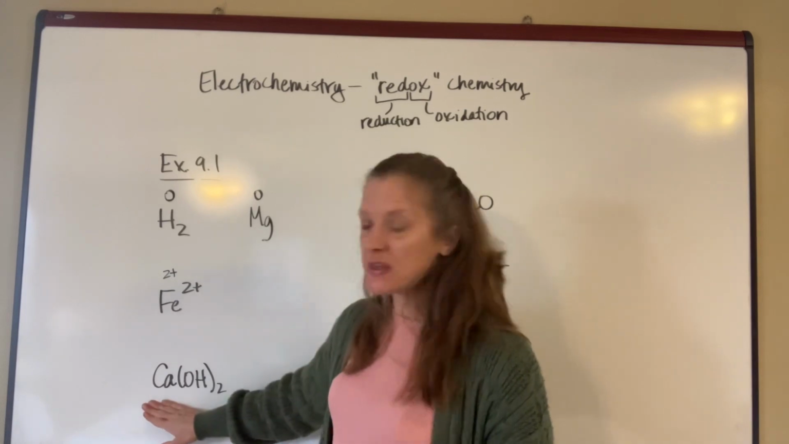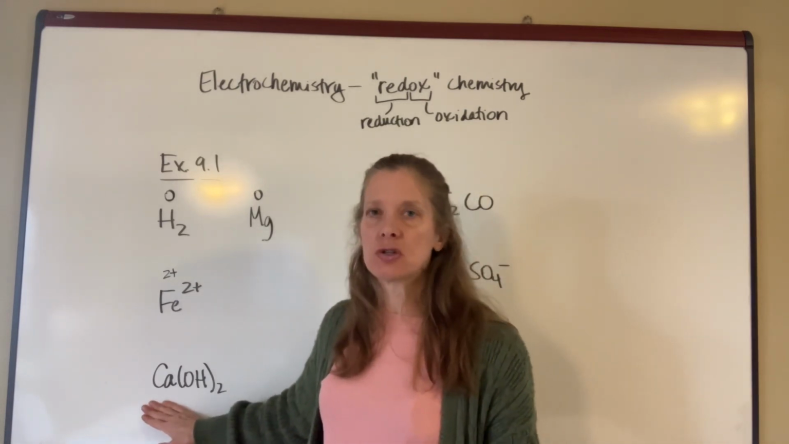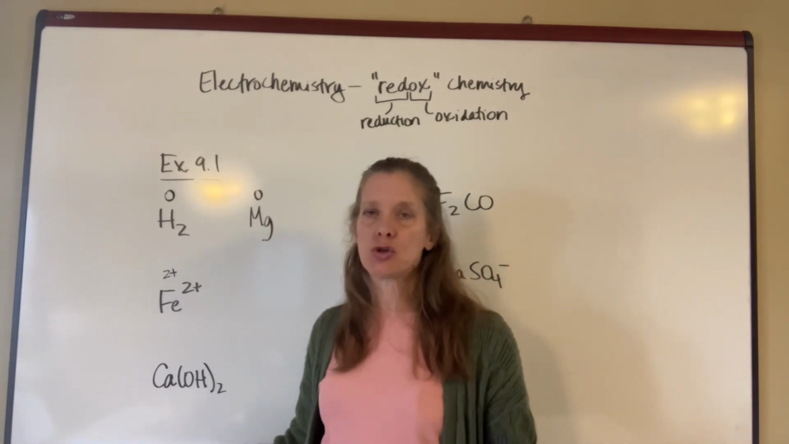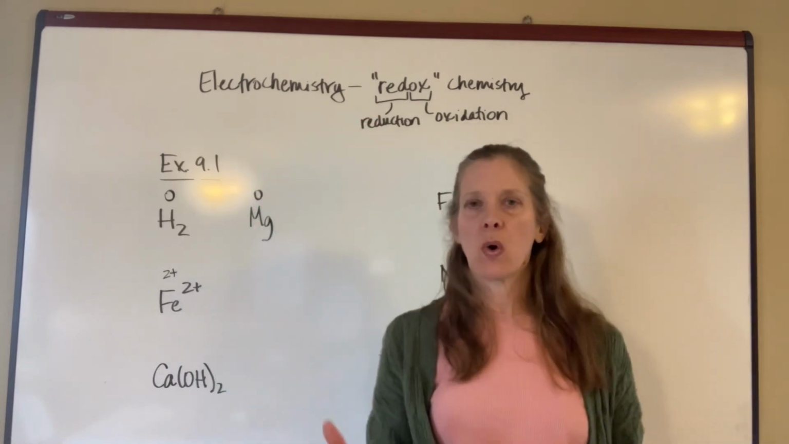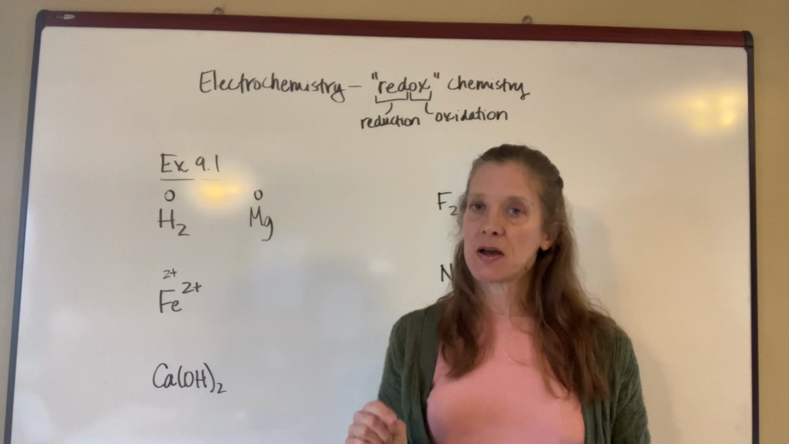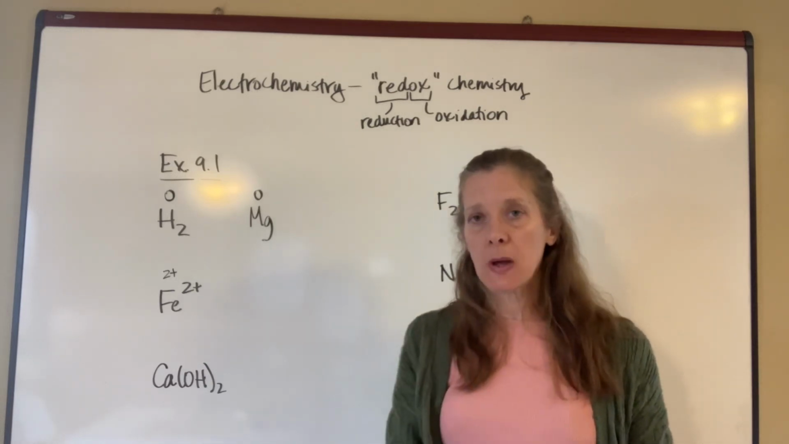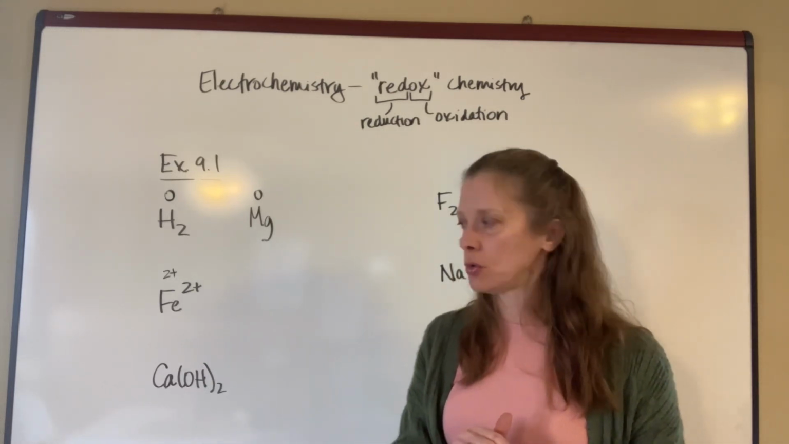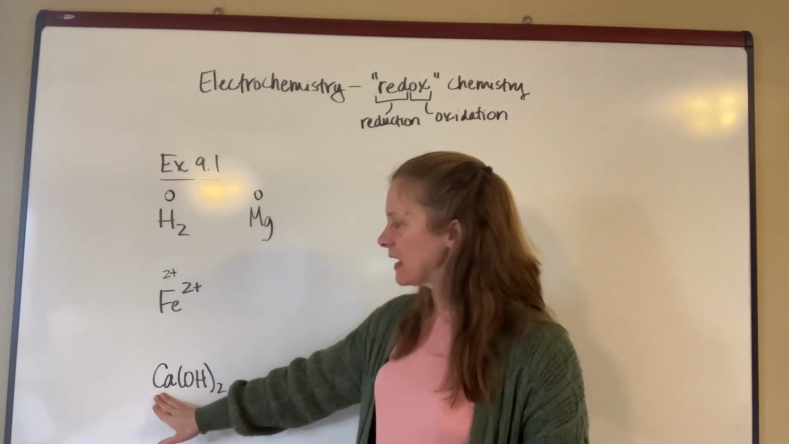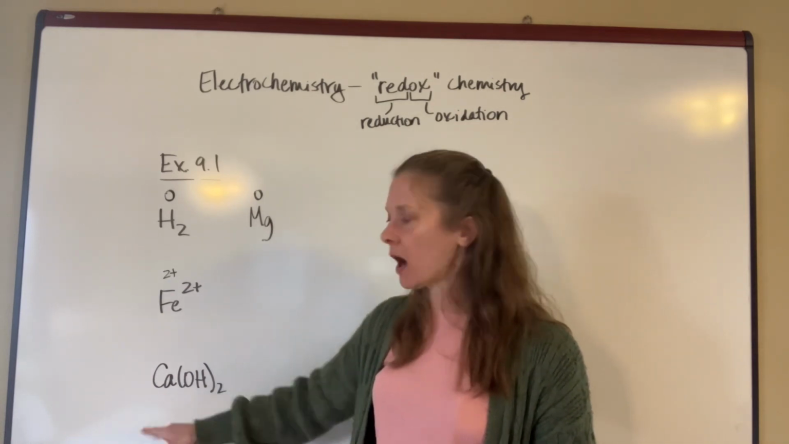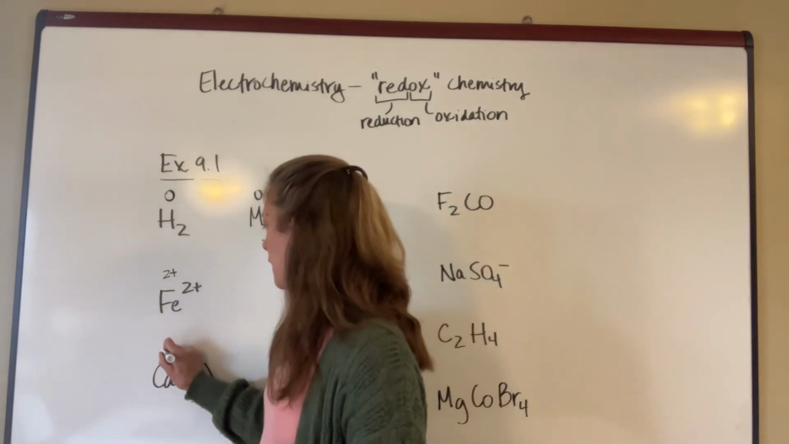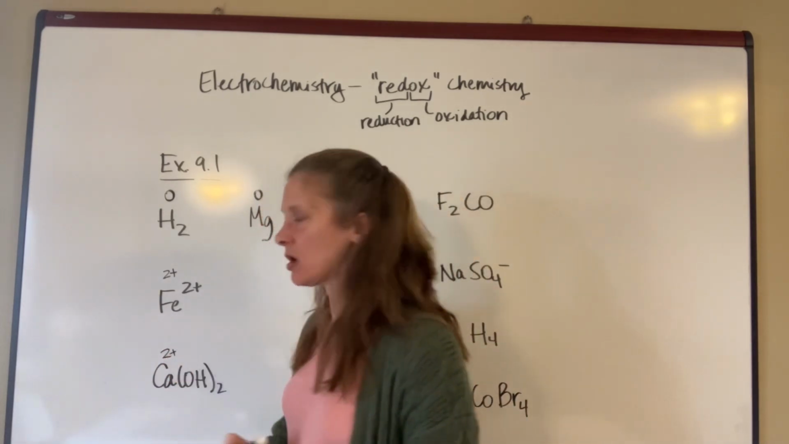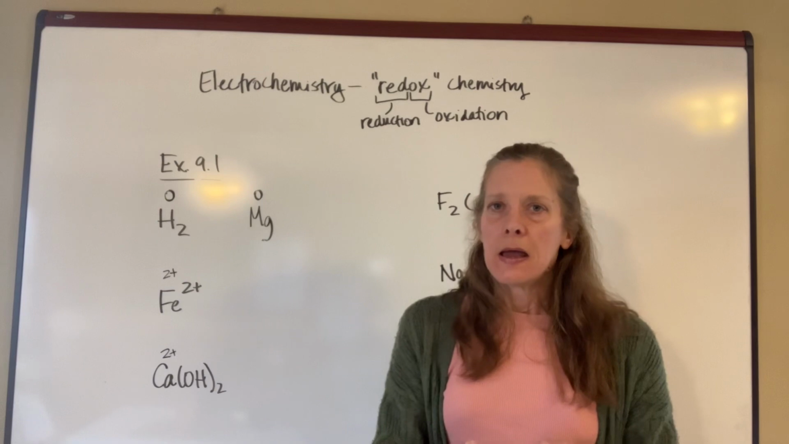Okay, the next couple of rules that he mentions are for your group 1A and 2A metals. So he says that anything in 1A is going to be a +1, and anything in 2A is going to be a +2. So calcium is a metal that's in the 2A column, and therefore it is going to have a positive 2 oxidation number, okay?